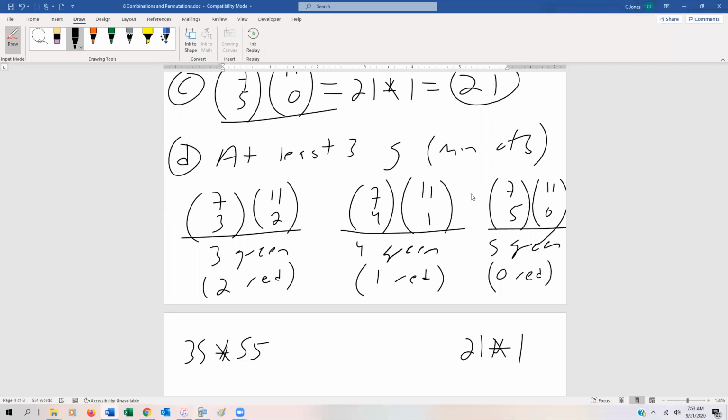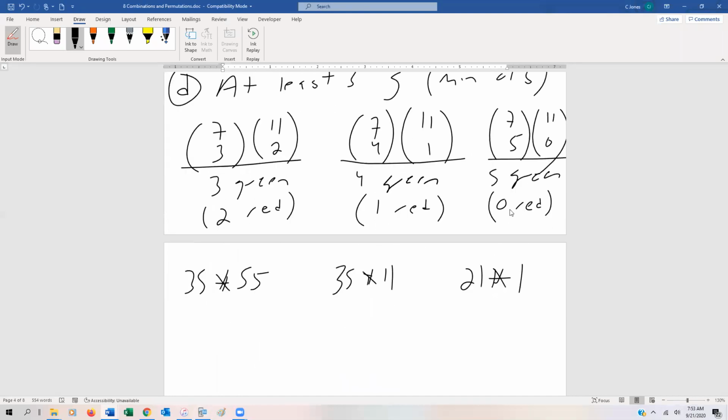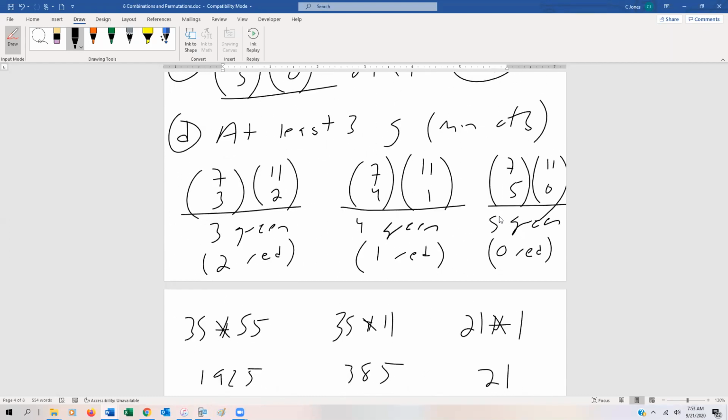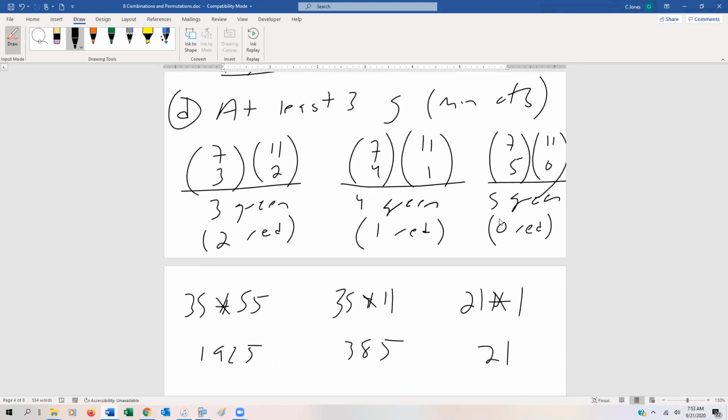So we have 35 and we have 11. All right. So we know that 35 times 55 was 1925. We know 21 times 1 is 21. And then we just got 385 right here. All right. And I got the 1925 from right here and the 21 here. And the question is, what do we do with all these numbers? Do we multiply them, subtract them, divide them, whatever? Well, because these are disjoint events, meaning that we can't draw 3 green and we can't draw 4 green at the same time, then we're just going to add these together.